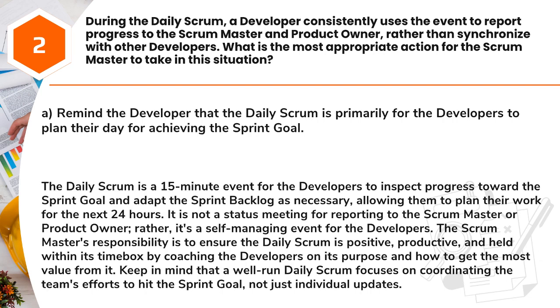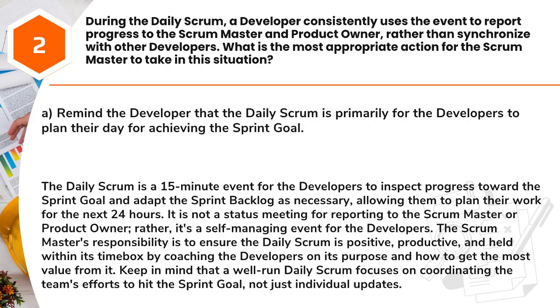Answer: A. Remind the developer that the daily scrum is primarily for the developers to plan their day for achieving the sprint goal. The daily scrum is a 15-minute event for the developers to inspect progress toward the sprint goal and adapt the sprint backlog as necessary, allowing them to plan their work for the next 24 hours.